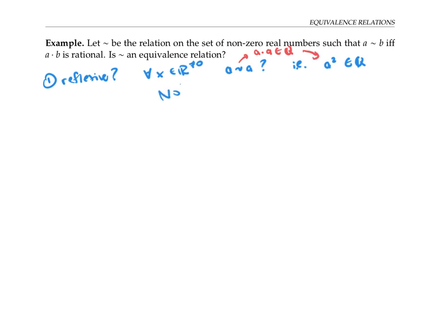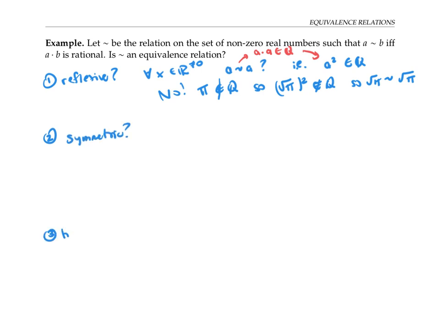But this does not always hold because, for example, pi is not rational, so the square root of pi squared is not going to be rational, and so the square root of pi is not related to itself, even though it's a non-zero real number. In fact, the square root of any irrational number won't be related to itself. So our relation is not reflexive, and we already know that it's not an equivalence relation. But just for completeness, I'm going to go through the other two properties, symmetric and transitive, just to see if either of them holds.